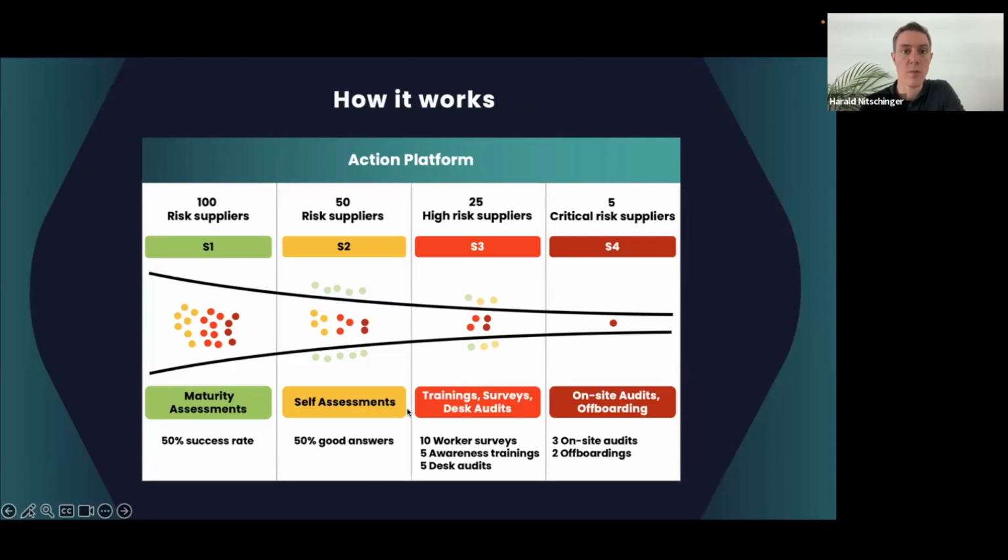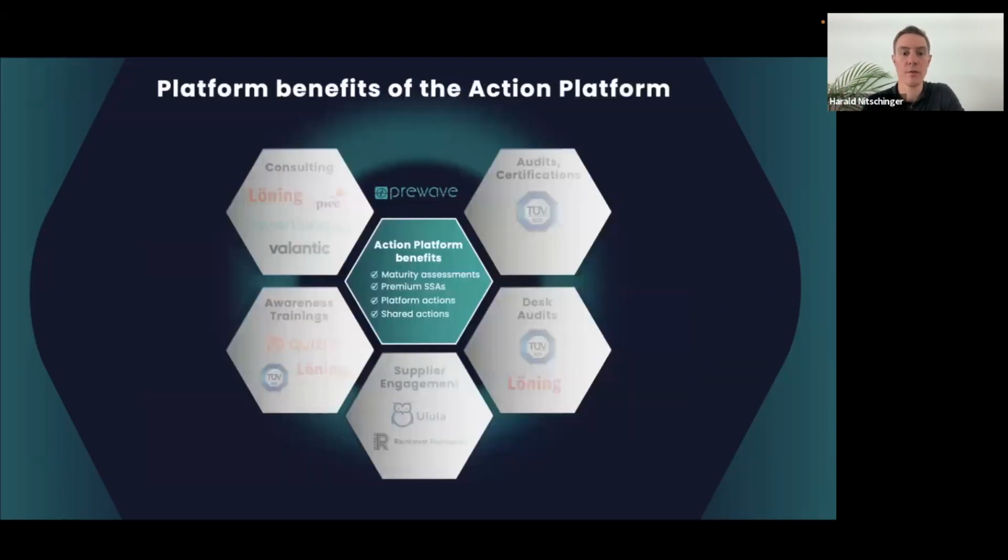So those would be the ones where we apply worker surveys, awareness trainings, and desk audits. And for those that after those measures still have high risk, we then apply on-site audits. And in rare circumstances, the decision to discontinue the relationship with that supplier, either temporarily or permanently. In this case, let's say a very small 0.1% of all suppliers. And that way we can move them through the funnel and mitigate those risks in a very effective manner.